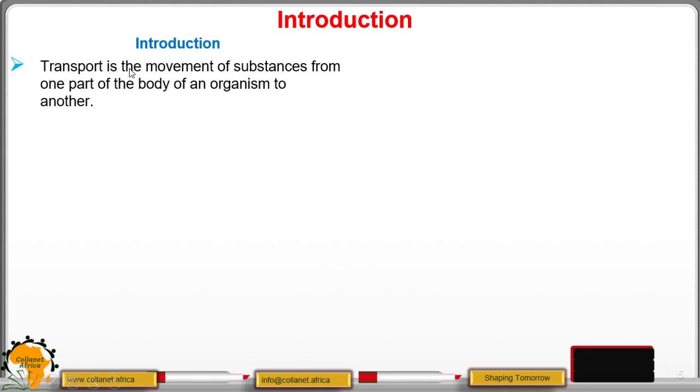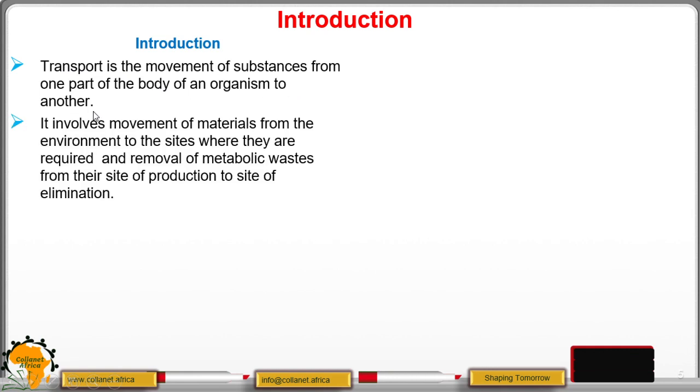We need first to know what transport is. Transport is defined as the movement of substances from one part of the body of an organism to another. It involves movement of materials from the environment to the sites where they are required, and then removal of metabolic wastes from their sites of production to their sites of elimination.